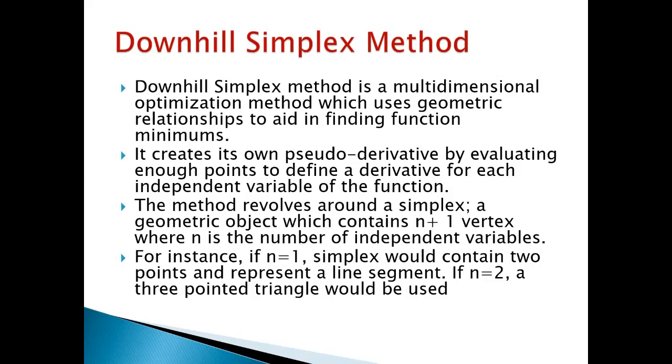When you imagine that you have an xy graph, it is easy to find the minimum between these two dimensions only. If you have more than 3 or 4 dimensions, how will you be able to find the minimum position for 4 dimensions? This is possible through some kind of compression or expansion done to get the minimum position. It creates its own pseudo derivative by evaluating enough points to define a derivative for each independent variable of the function. The method revolves around a simplex.